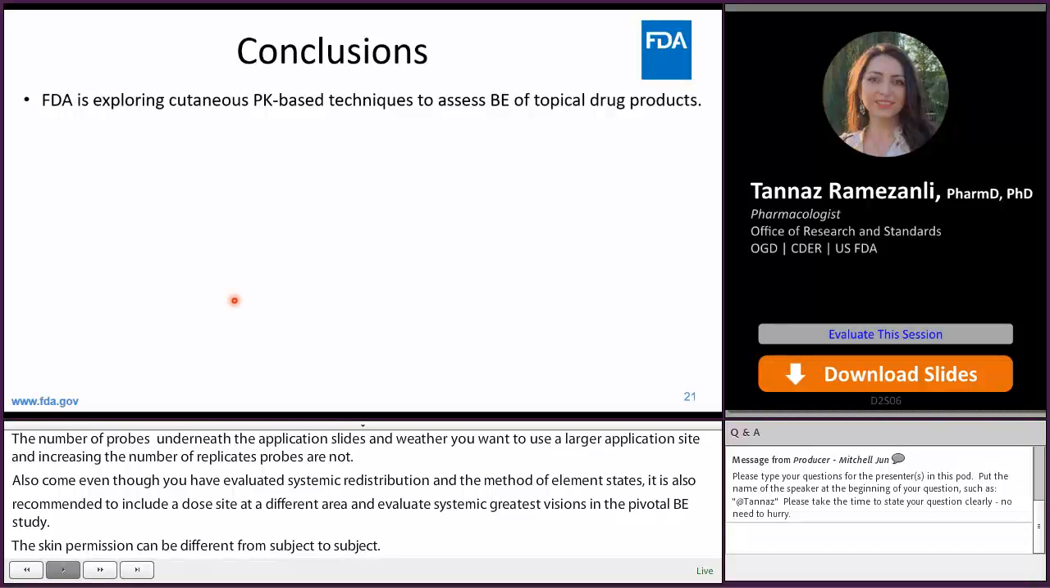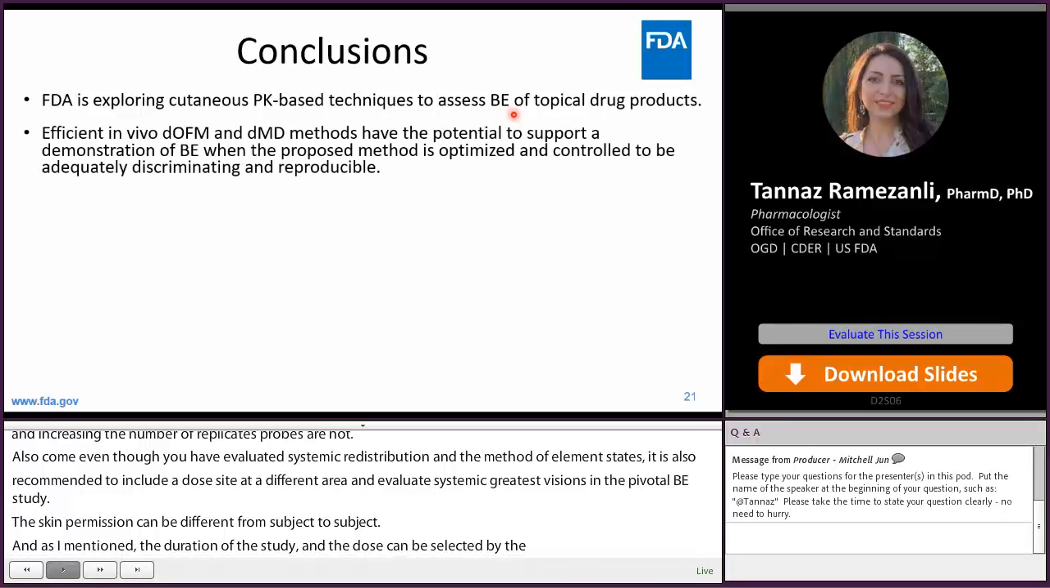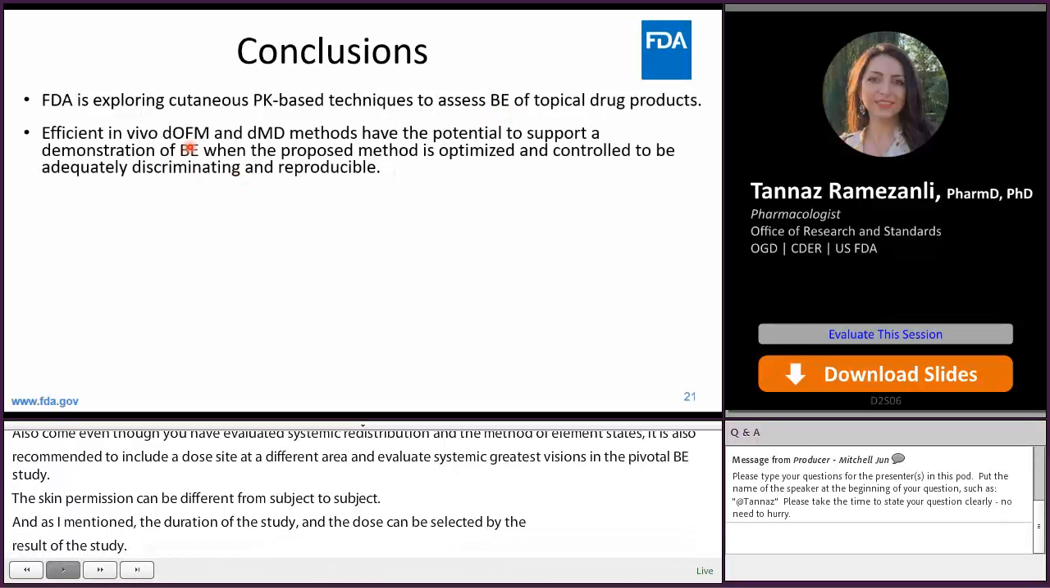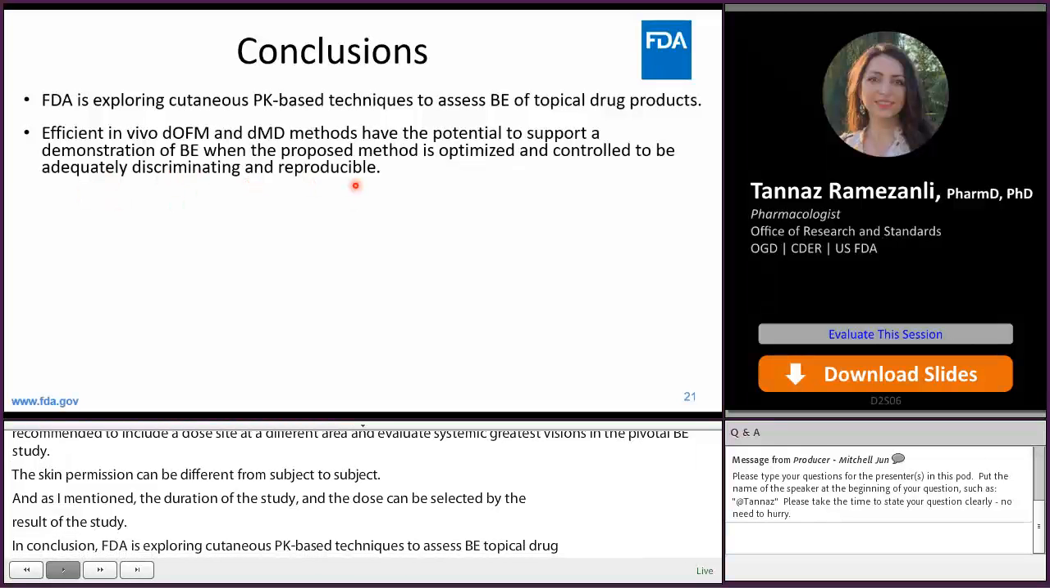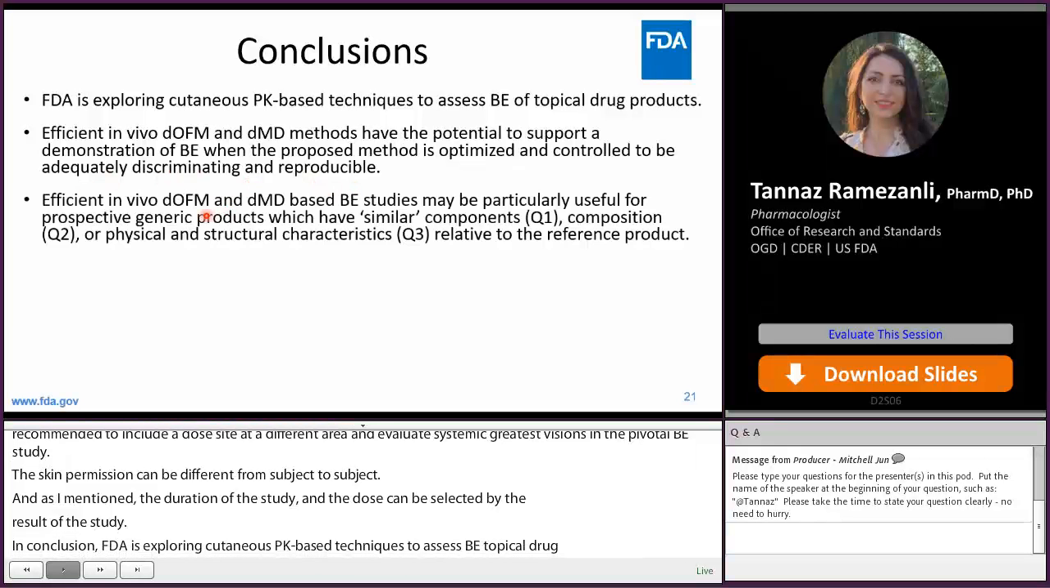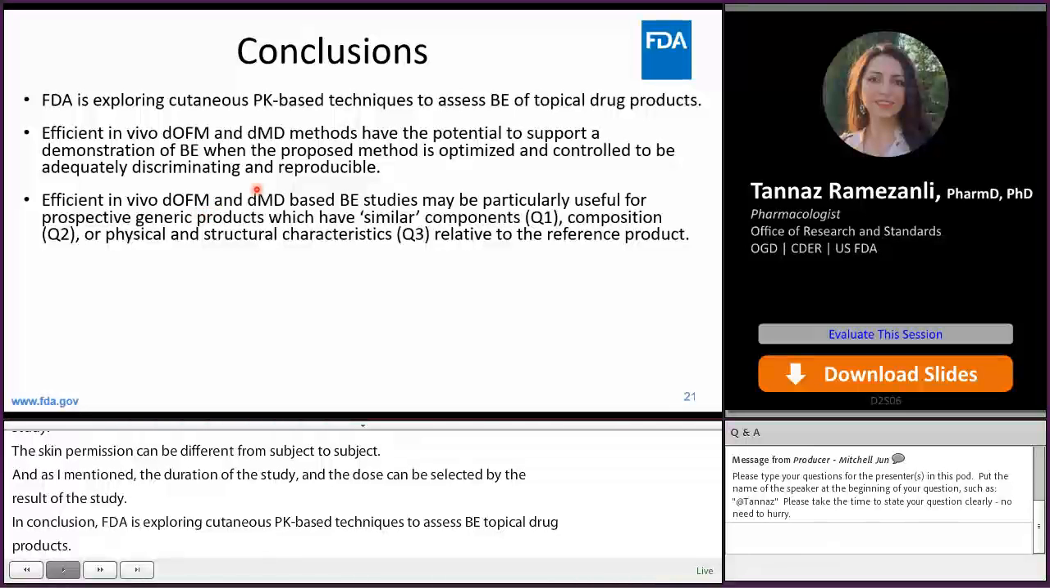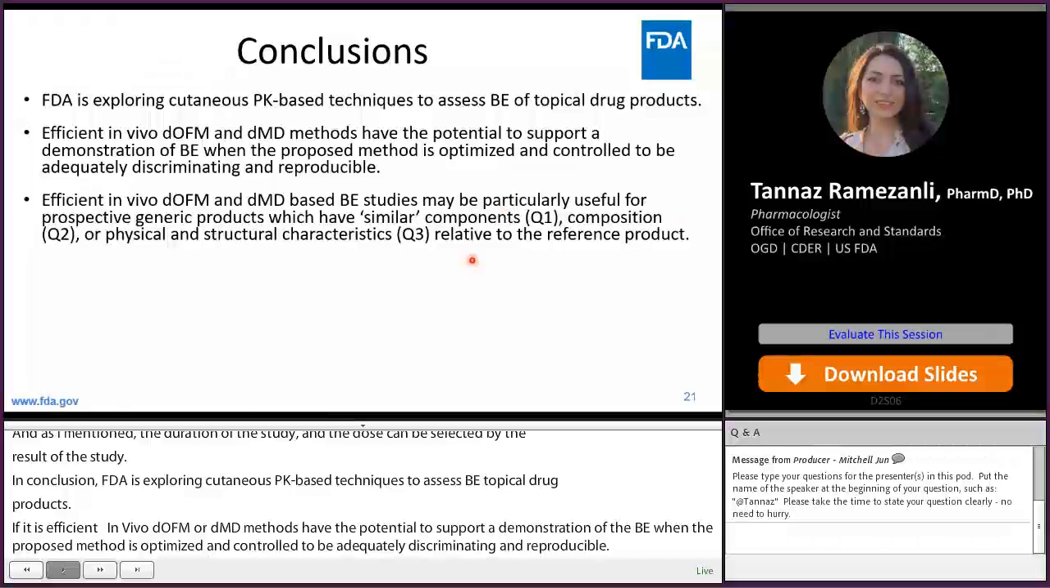So in conclusion, FDA is exploring cutaneous PK-based techniques to assess BE of topical drug products. Efficient in vivo DOFM or DMD methods have the potential to support demonstration of BE when these proposed methods are optimized and controlled to be adequately discriminative and reproducible. If you have efficient in vivo DOFM or DMD-based methods, then they can potentially be useful for generic products that have similar components, composition, and Q3 relative to the reference product.